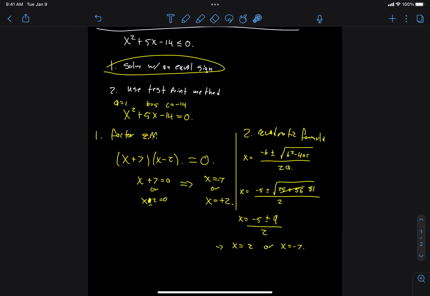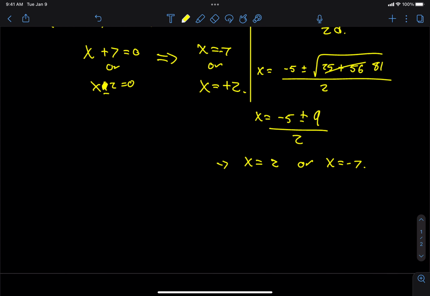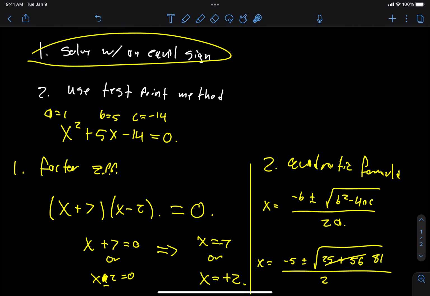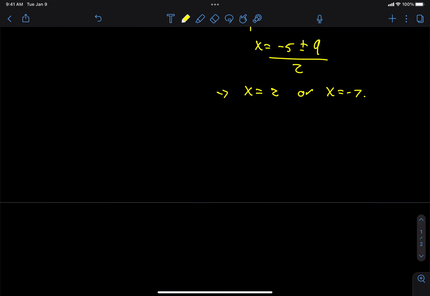But now we're not done, are we? Because we're not solving the equality. We're supposed to solve the inequality. So all we do now is use the test point method. What I do with the test point method is I solve with an equal sign, and I put those on a number line. So I'm going to put on my number line -7 and 2.